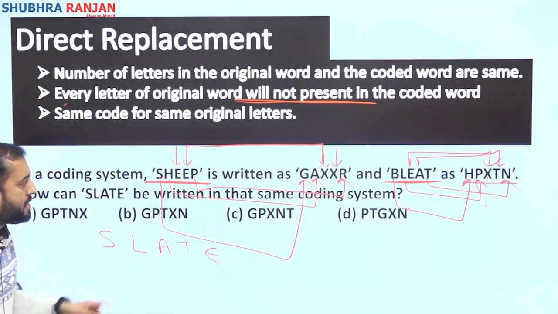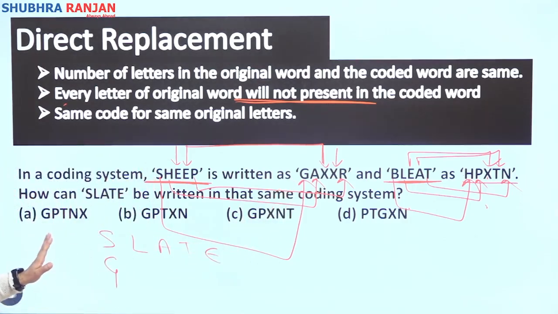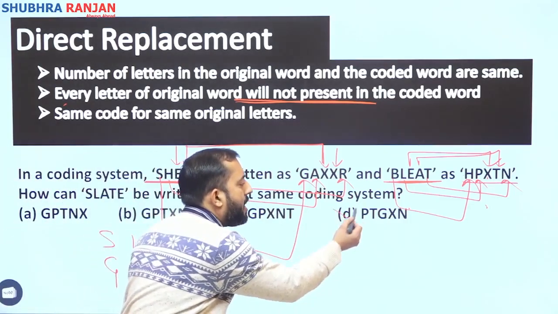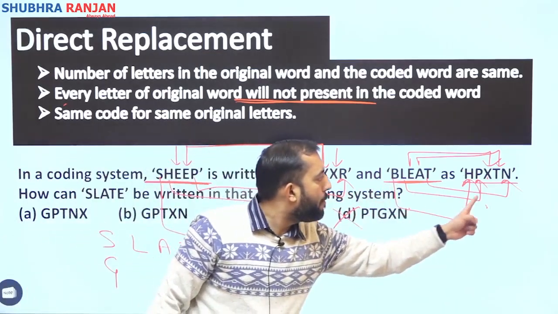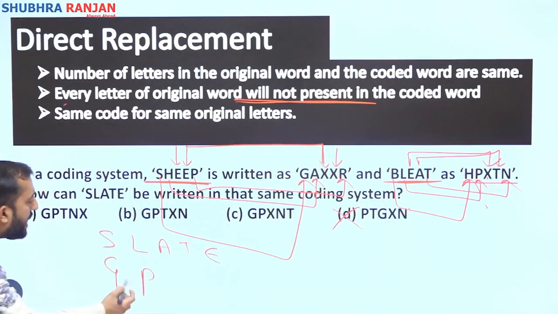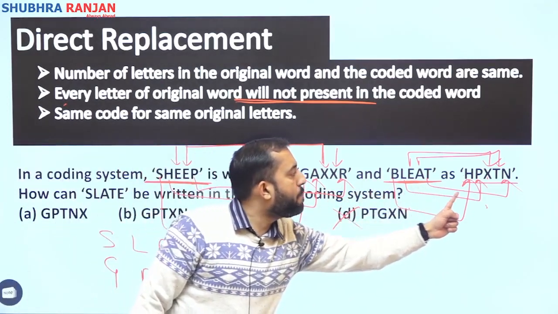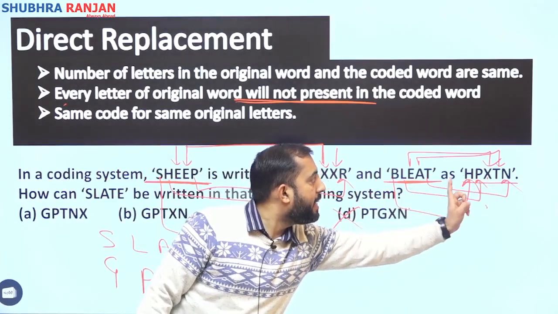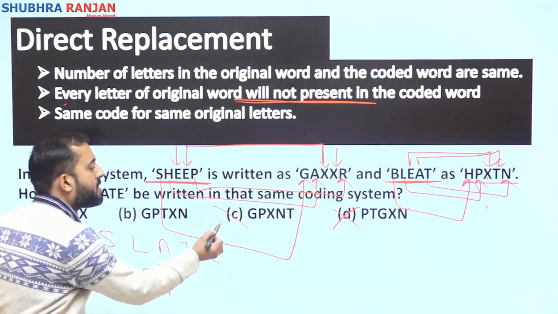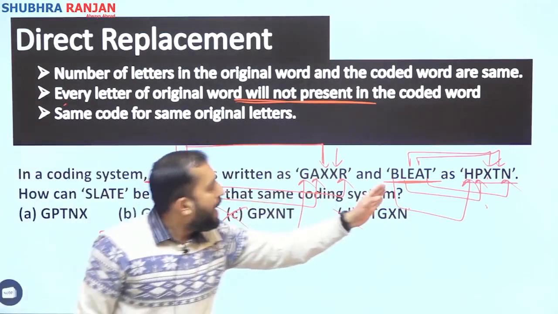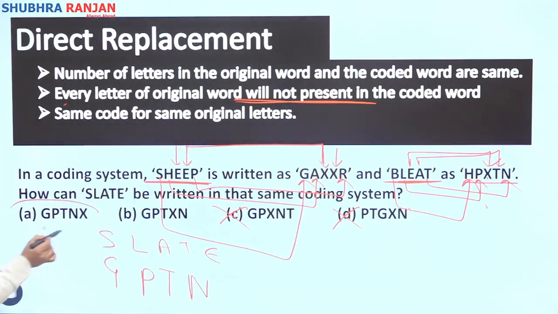We will apply this direct replacement on the given problem, which is slate, S-L-A-T-E. S has been replaced with G, so my answer should start from G. Option D cannot stand a chance. Now, L has been replaced with P, so the second letter of the answer should be P. A has been replaced with T, so GPT is present. Option C does not stand a chance. Now T has been replaced with N. So obviously option A is the right choice.